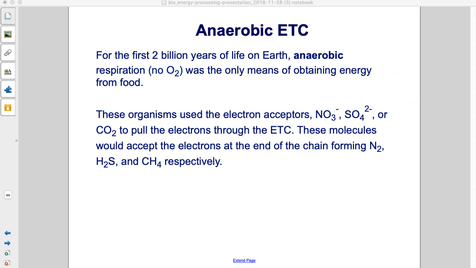For the first 2 billion years of life on Earth, anaerobic respiration, or respiration without oxygen, was the only means of obtaining energy from food. These organisms use the electron acceptors nitrates, sulfates, and carbon dioxide to pull the electrons through the ETC. These molecules would accept the electrons at the end of the chain, forming dinitrogen, hydrogen sulfide, and methane, respectively.